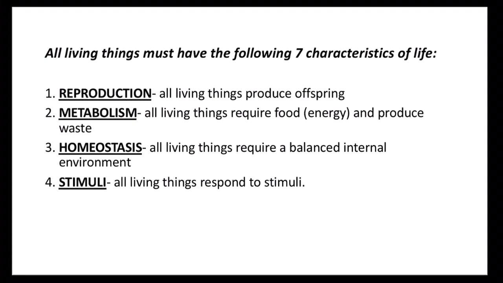Number 3, homeostasis. All living things require a balanced internal environment. For humans, for example, our body tends to function at an average of about 37 degrees Celsius. At 40 degrees Celsius, this is considered a fever. Between 37 and 40 is where our body functions relatively normally. If you go above into that fever range, this is where it starts to impact our body functions.